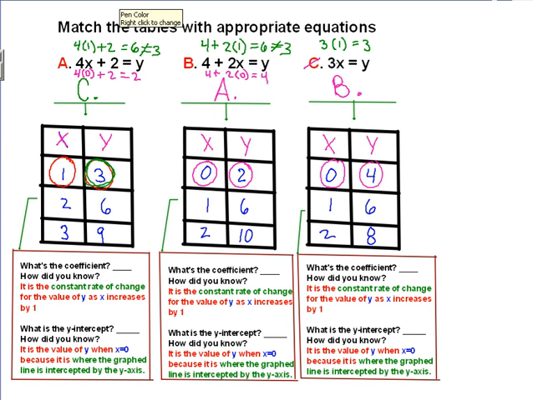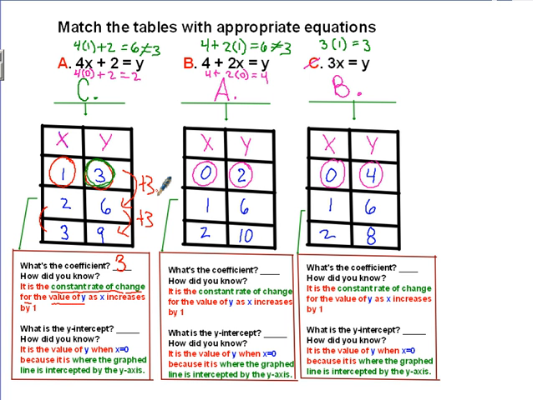Then it asks us what's the coefficient. Well, we know that the coefficient is the constant rate of change for the value of y as x increases by 1. So here I can see that x is going up by 1 and y is going up by 3. When x goes up by 1 again, y again is going up by 3. Therefore, the coefficient is 3 because it has a constant rate of change of 3.